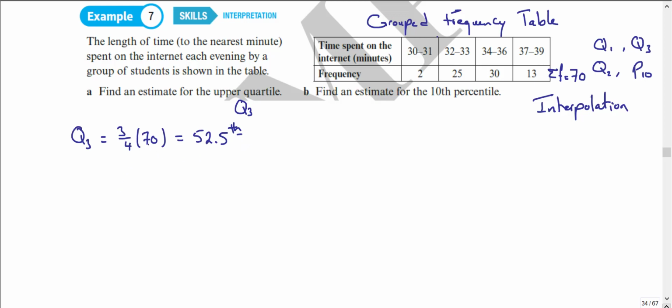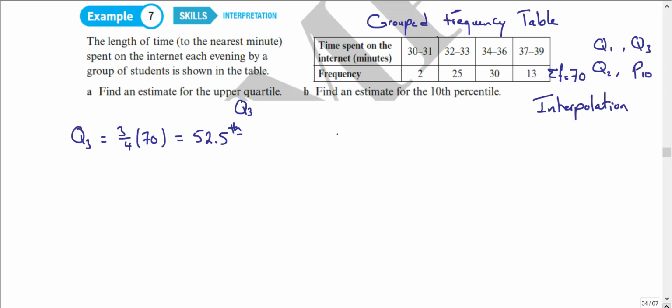Although this is an even number of students, we don't do the between thing. Why don't we do between here? Because there is already a 0.5. You understand the idea? So we don't do the between thing. Our position is 52.5. Again, you calculate Q3 by multiplying 3/4 times 70. You get 52.5.